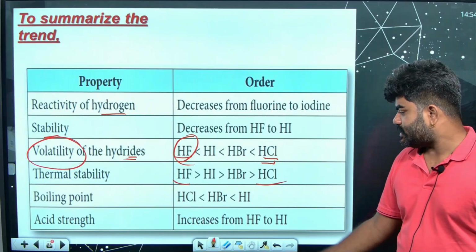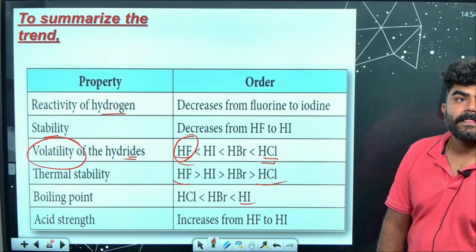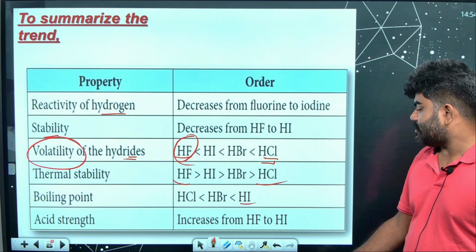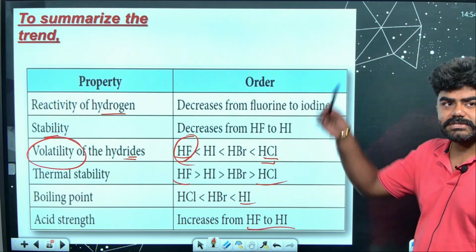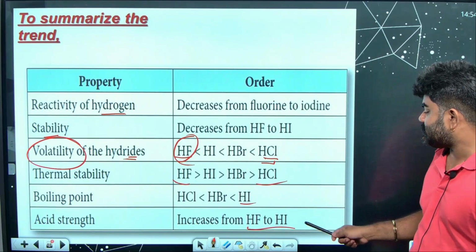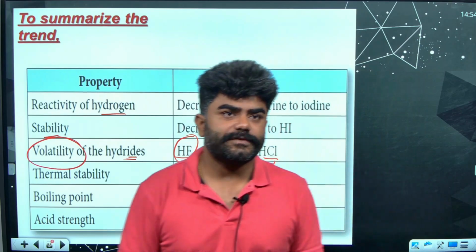And boiling points பார்த்தா HI is having higher boiling point compared to the rest. Of course HF is an exception. Then acid strength பார்த்தீங்கன்னா it increases from HF to HI. So HF-ல இருந்து HCl, HBr, HI போக போக acid strength increases. So HI is more acidic than HF.